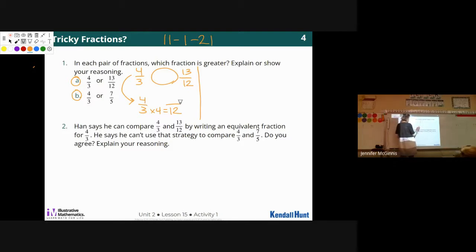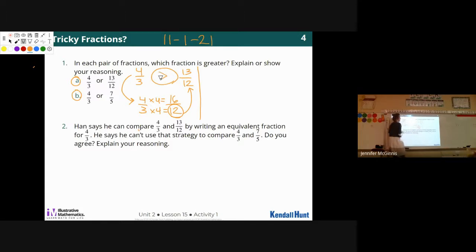Because that's going to give us a match here with the 12. We know we need it to be a 12. So, whatever you do to the bottom, you must do to the top. So 3 times 4 is 12, and 4 times 4 equals 16. What does that tell us, Annabelle? That 4/3 is bigger than 13/12.